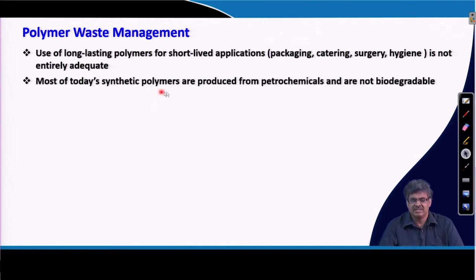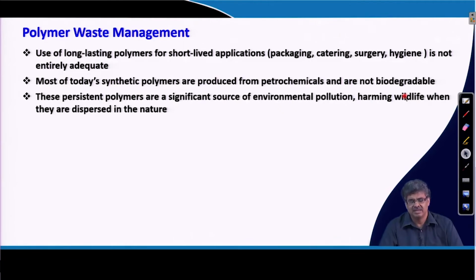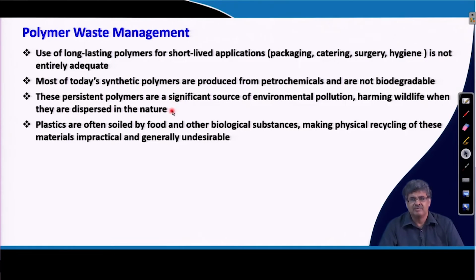And most of today's synthetic polymers are produced from petrochemicals and are not biodegradable. So, these persistent polymers are a significant source of environmental pollution, and they harm wildlife when they are disposed of in nature, like in sea water. We always see bad pictures of plastic bags and plastic bottles lying on the sea beach and floating on the sea water and so on, which is harmful for wildlife, sea life and aquatic life as well.